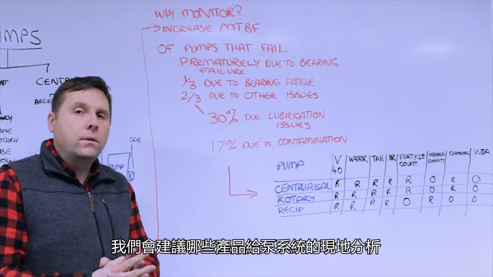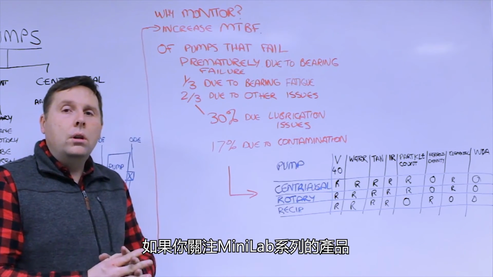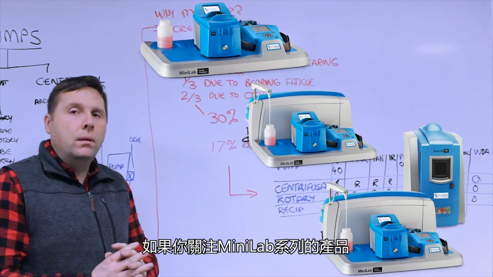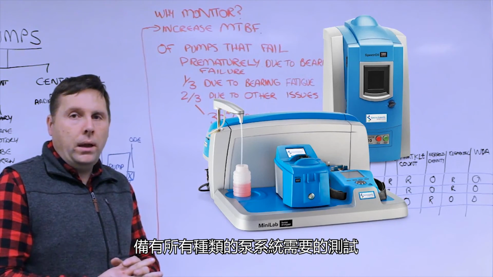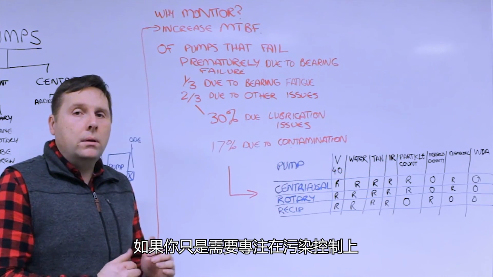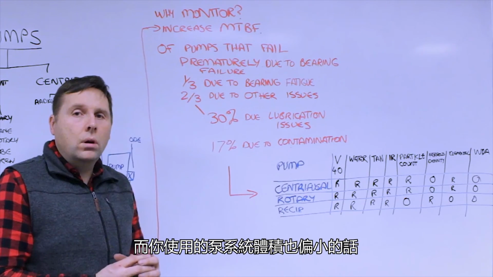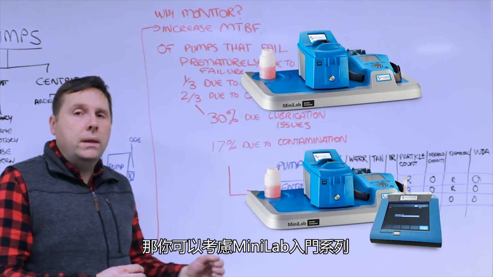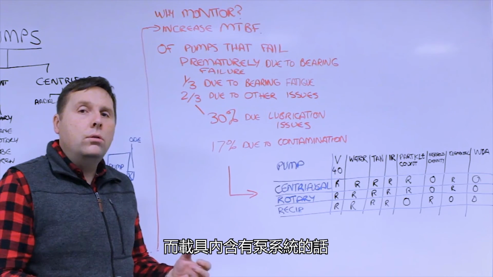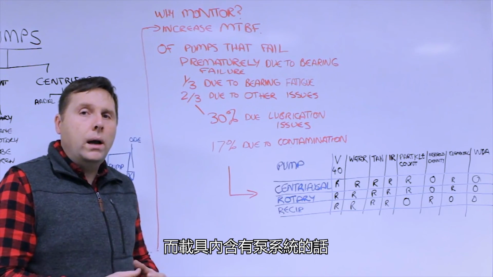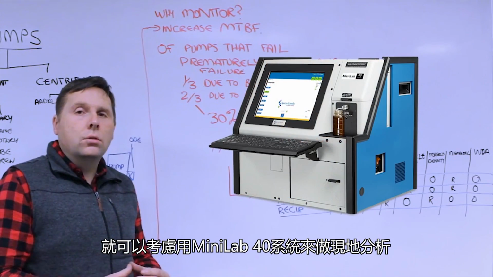So what are our options for on-site analysis for pump systems? If you look at the Mini-Lab series of solutions, the higher end systems cover all the tests that are needed for all types of pump applications. If you're just worried about contamination control and you've got very low volumes for the pumps that you're working with, then consider some of the starter Mini-Lab series systems. If you're working in a fleet support environment with pumps attached to mobile equipment or fleet equipment, then consider the Microlab 40 system as your on-site solution.